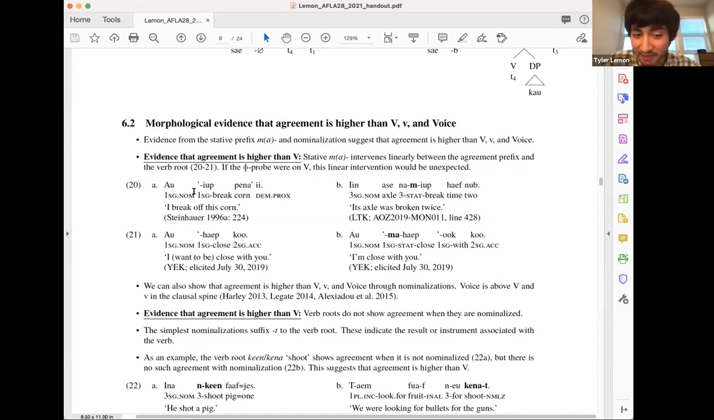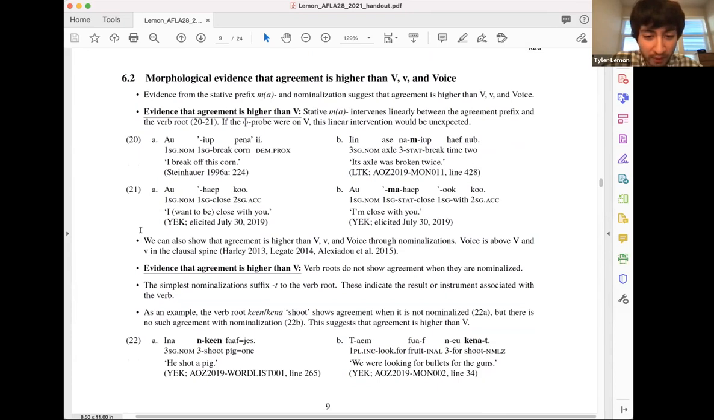So here's an active sentence. Out Uab Meto, I break off this corn, but you can also stativize it. So like in aste namiup nub, its axle was broken twice. So when you use ma, the subject ends up being a more patient-like argument that's affected by the action.